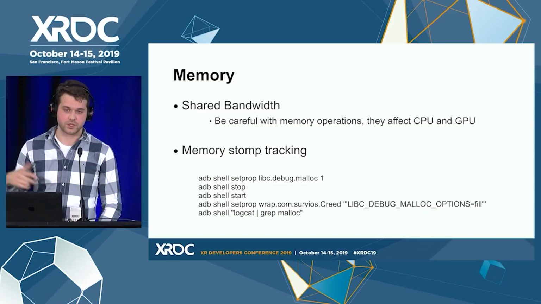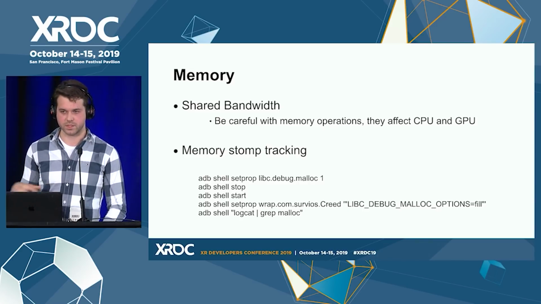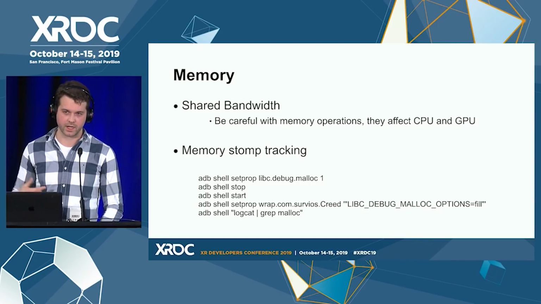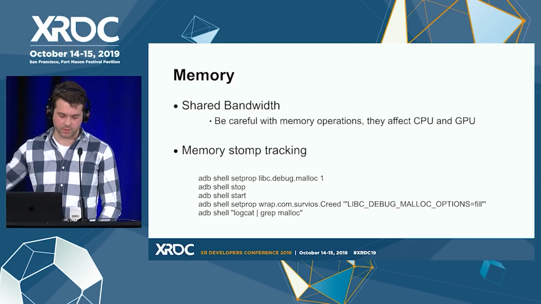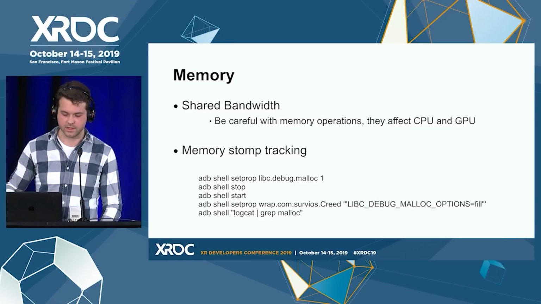Memory, I'll talk about the fact that it's shared bandwidth. That does mean that if you're doing some expensive stuff on the CPU with the memory, it can actually affect the GPU and vice versa. Which once again is useful, to be able to toggle one of the processes on and off to figure out which one's actually causing the bottlenecks.